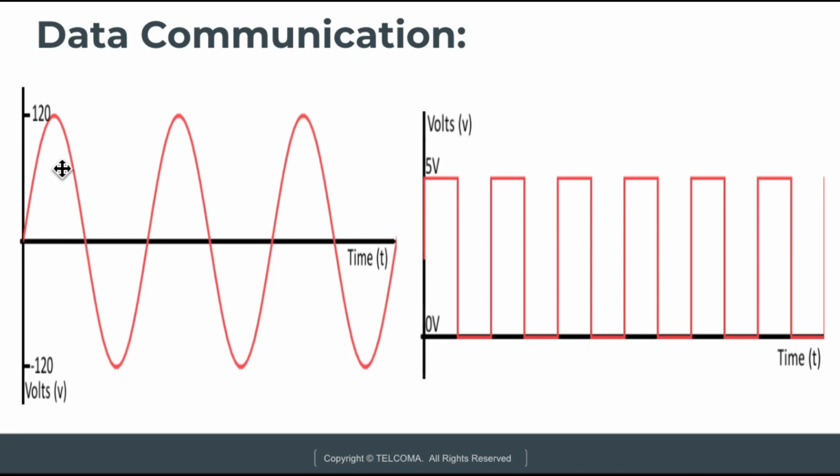Here these signals are further divided into periodic and aperiodic signal. Periodic signals are the signals that repeat their pattern over a period of time. Like this signal is a periodic signal, it is repeating. This is the one wave and then it is repeating itself again. So this is a periodic signal. Aperiodic signals are signals which don't repeat themselves after a specific interval of time.